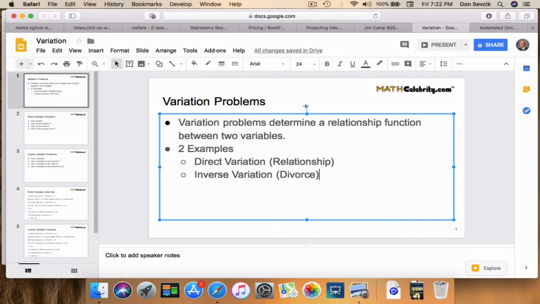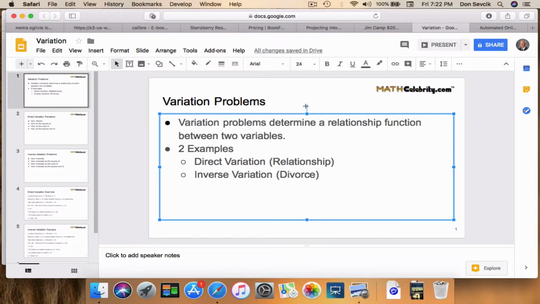Today you're going to learn how to solve and recognize variation problems. Now, in algebra, there are two types of variation problems: direct variation and inverse variation. So first, let's define variation problems. What they do is determine a relationship function between two variables.